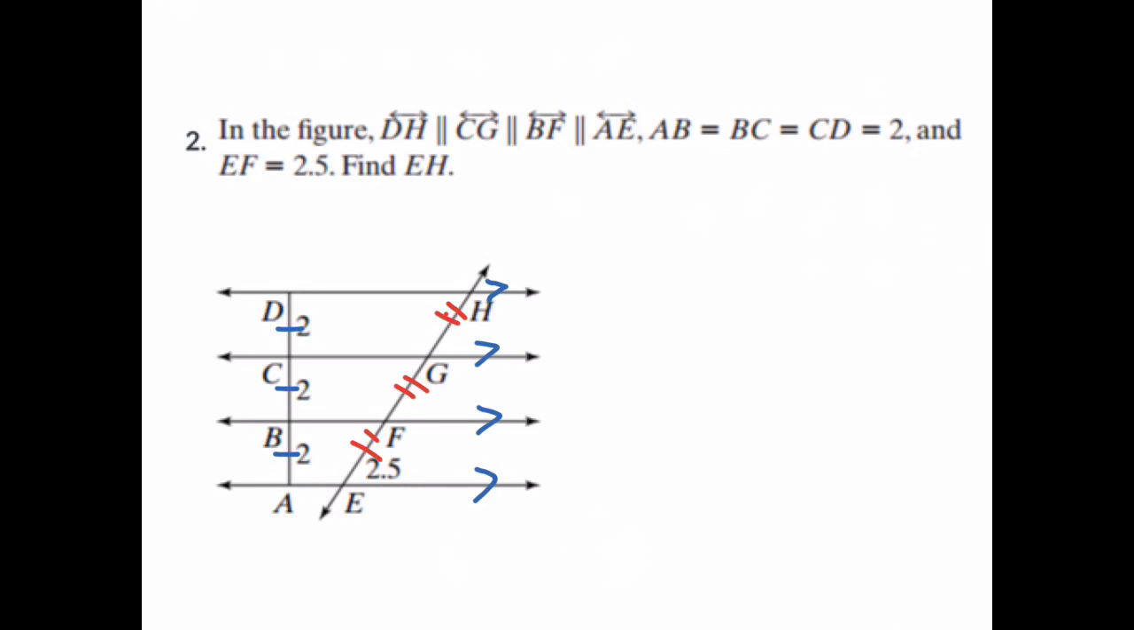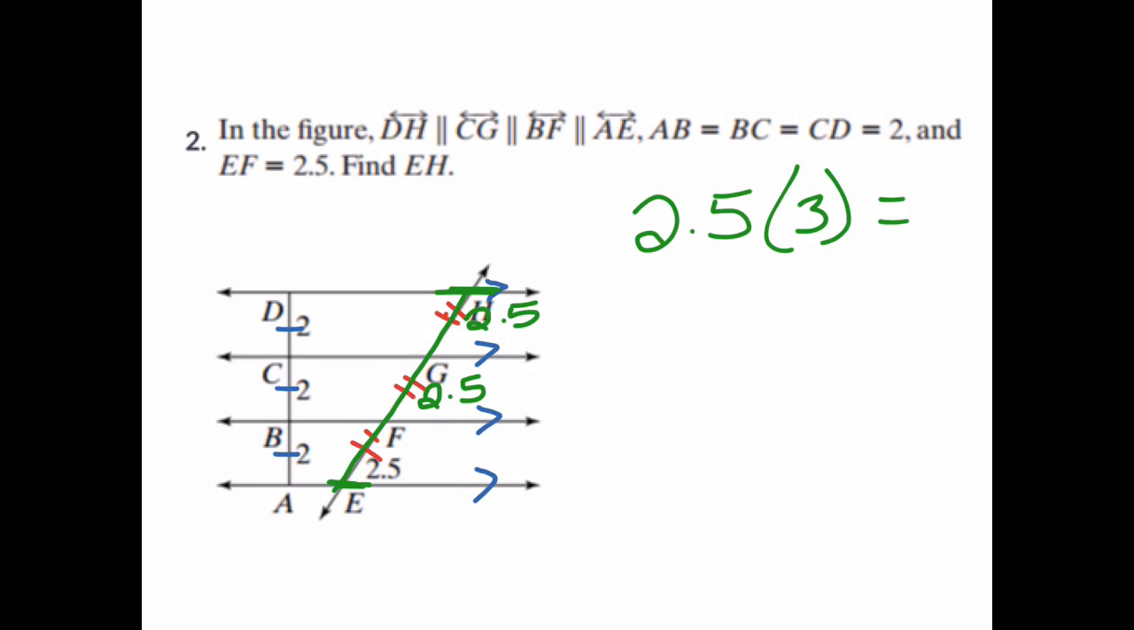So they want us to find, EF is 2.5. They want us to find from E to H. So from here all the way across to here. So if EF is 2.5, then FG is also 2.5, and GH is also 2.5. So it's 2.5 times 3, which of course equals 7.5. And that is the answer to that one.